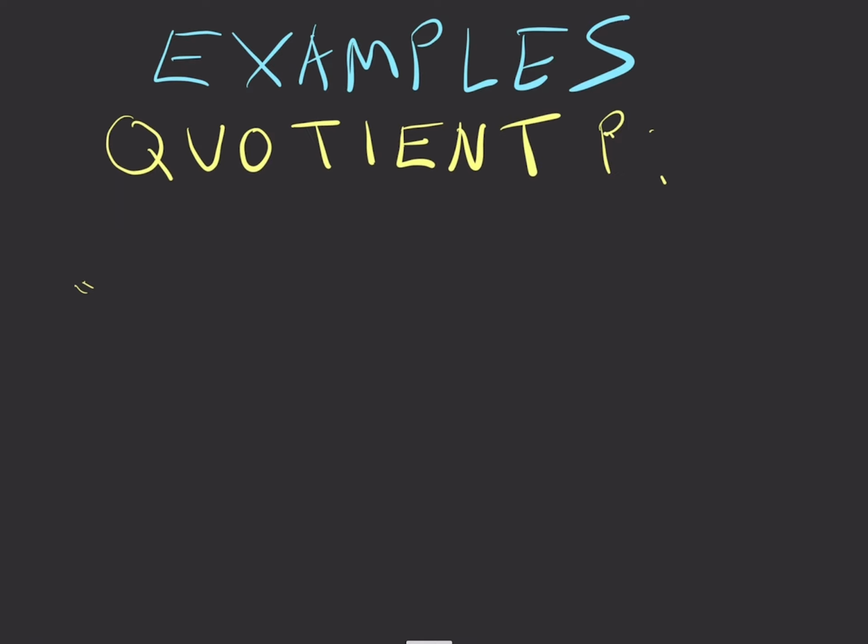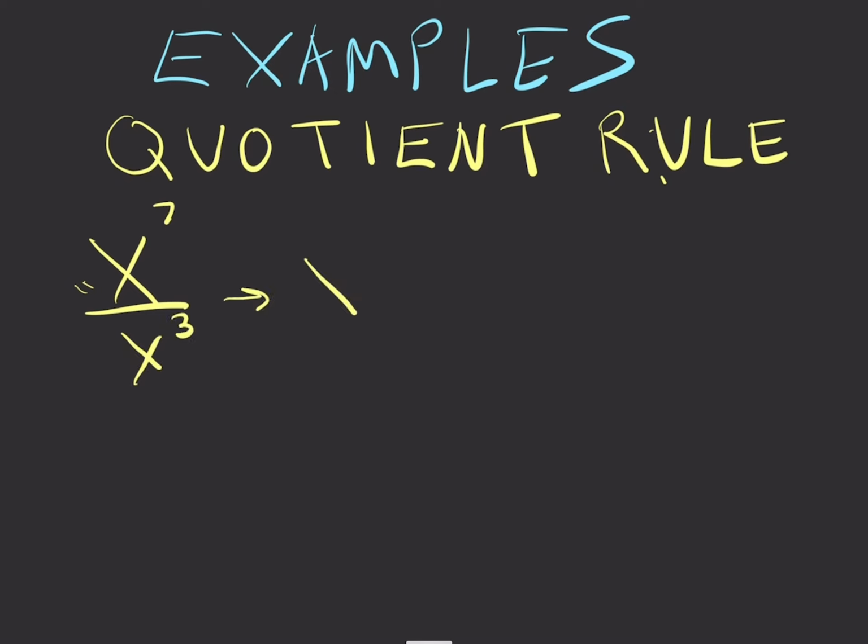Now let's take a look at the quotient rule, okay? So that's when we're dividing. So let's say we have something like x to the 7th divided by x to the 3rd. So we write the x, and then we just do 7 minus 3, which will be 4, so we get x to the 4th power.